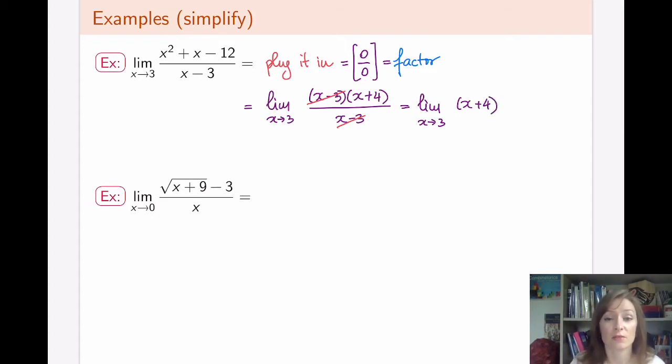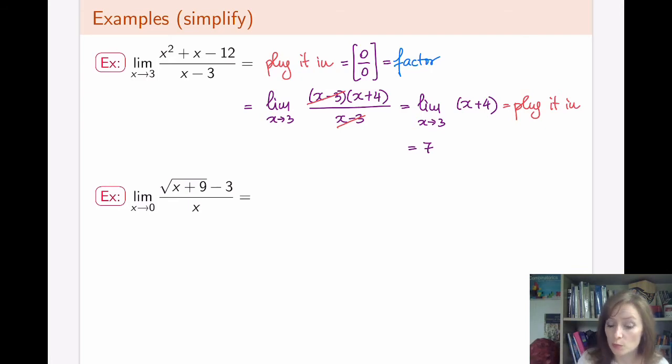Now I have myself a new limit, which means that I can try to plug it in again. My original problem should not exist anymore, so maybe I have no issues whatsoever. Okay, so we're going to plug it in again. And what do we get? Well, if I plug in x equals 3 into this x here, I get 3 plus 4, which is 7. Okay, no issues. If you get a number, that's your answer.